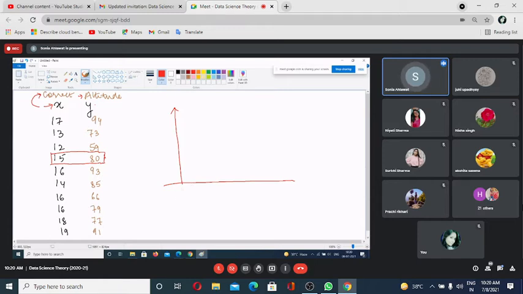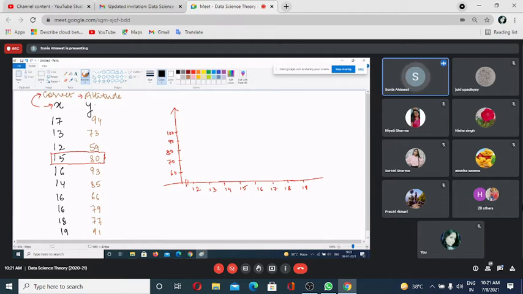I have some values of x over here. It starts from 12, so basically I'll start with 12, 13, 14, 15, 16, 17, 18, 19. And these y values start from 60, so let's start with 60, 70, 80, 90, and 100. Class, now let's start plotting.